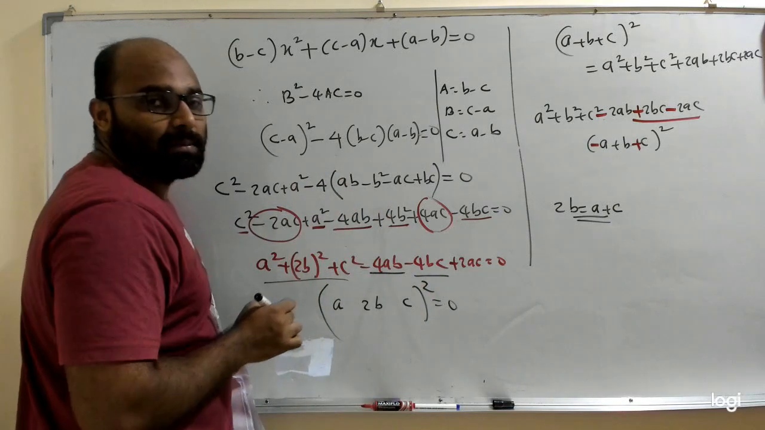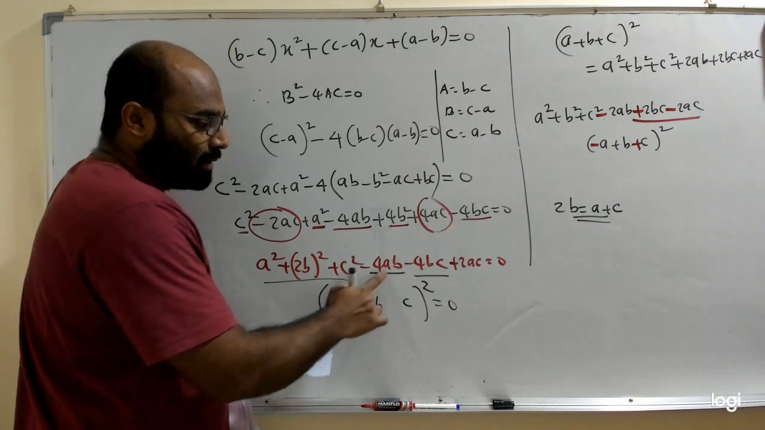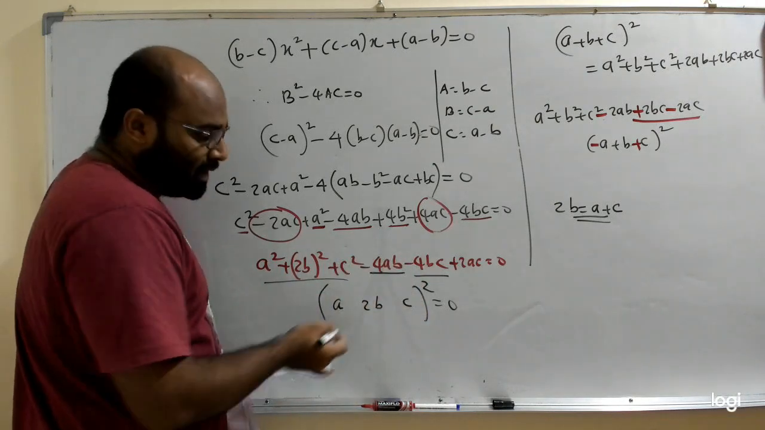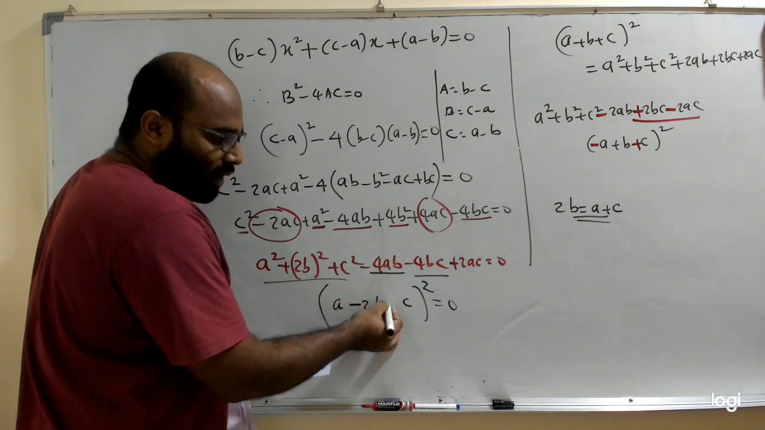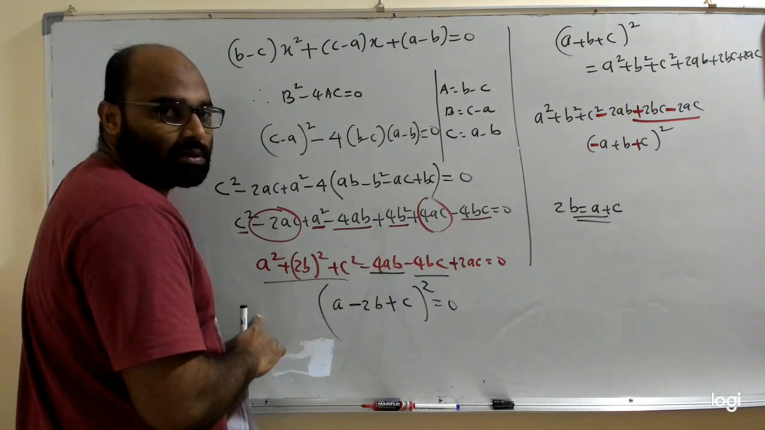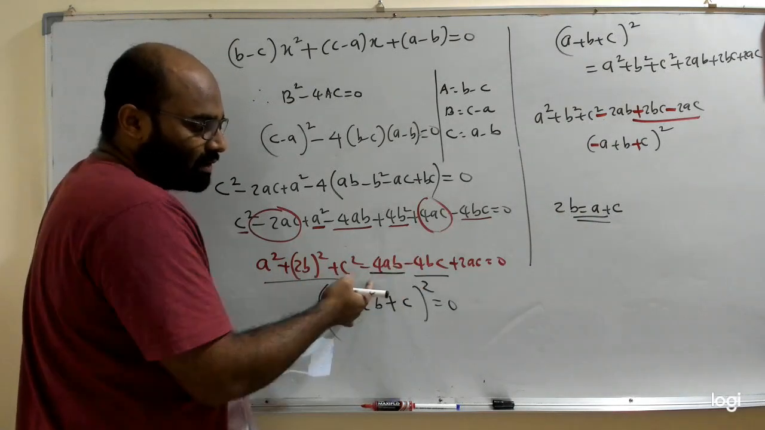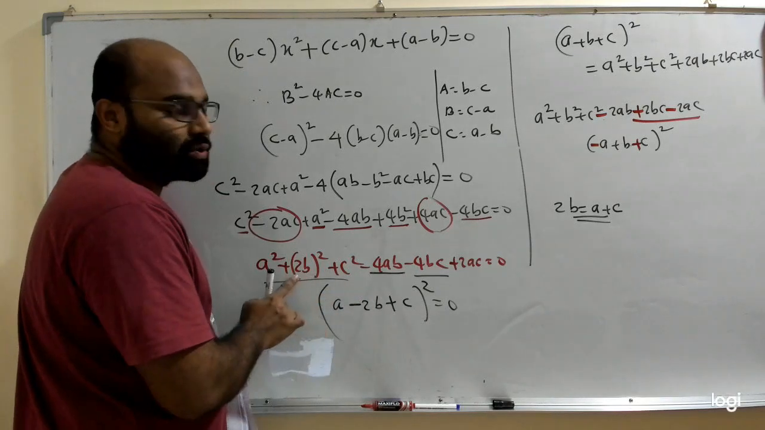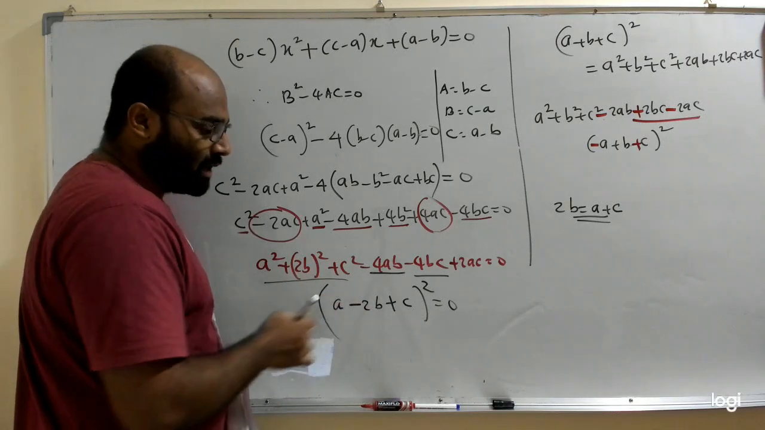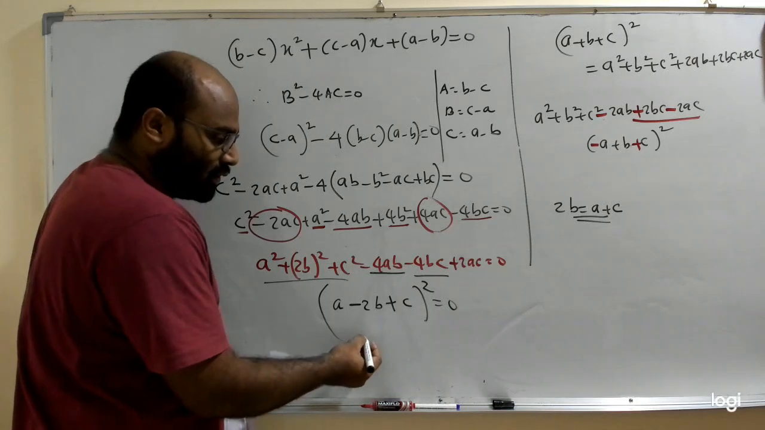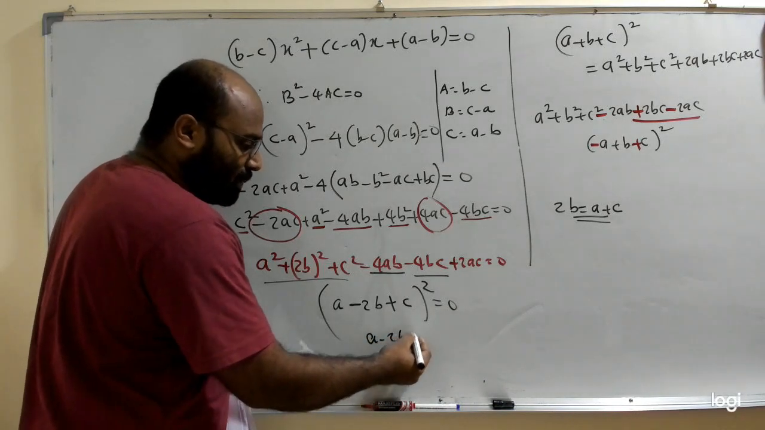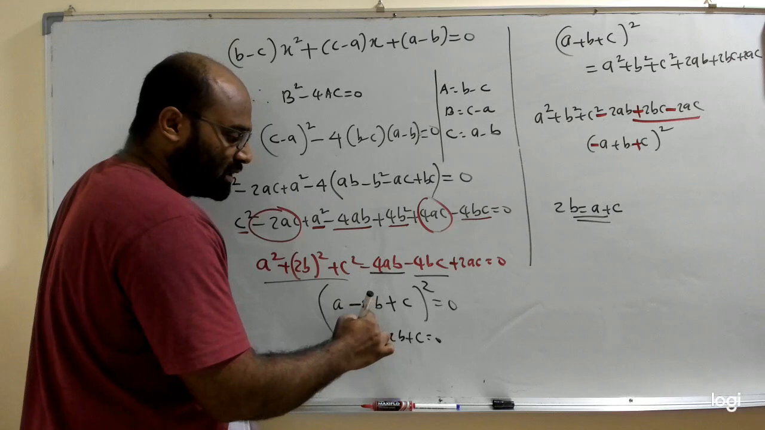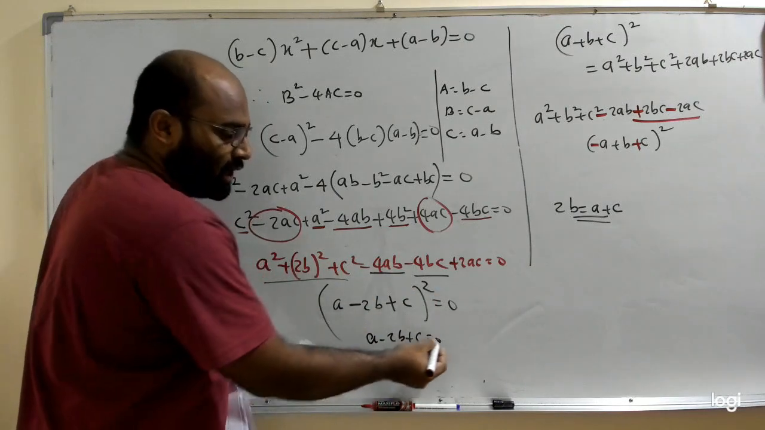The negative term, which variable is common? B is common. If B is common, that term will be negative, all others will be positive. So the negative term, which one? This 2, in which B is common. So why 2B came, you understood I think from here. So a minus 2b plus c equal to 0, because square and transposed equal to 0.